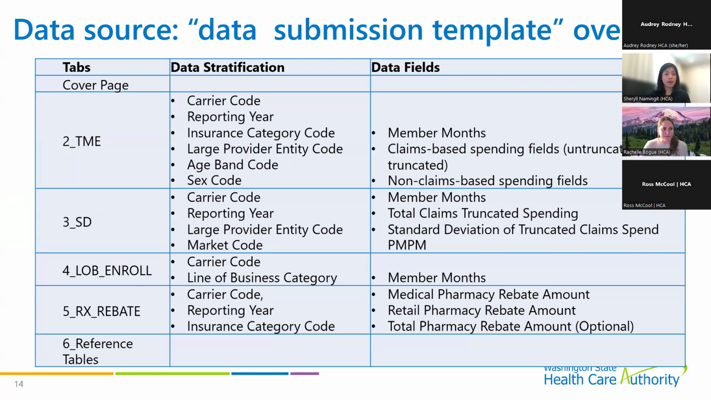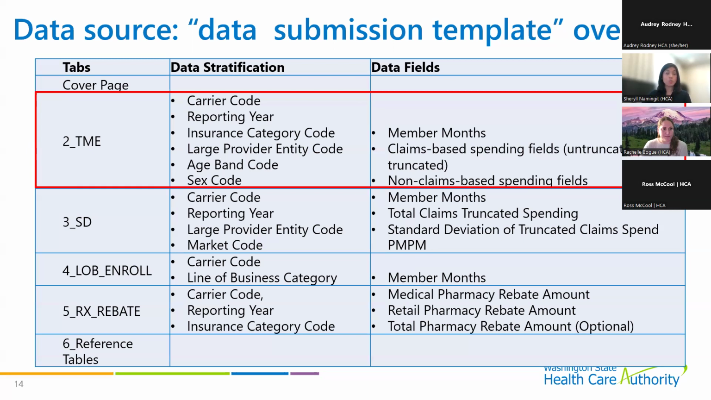So moving on, this slide discusses how carriers submitted data, which is the source data for the provider reports. Carriers submit data by populating a data submission template, and this template can be found on our webpage. This submission template has 6 tabs. Number 1, we have the cover page, the total medical expense tab, the standard deviation tab, the line of business tab, and the RX rebate tab, as well as the reference tables.